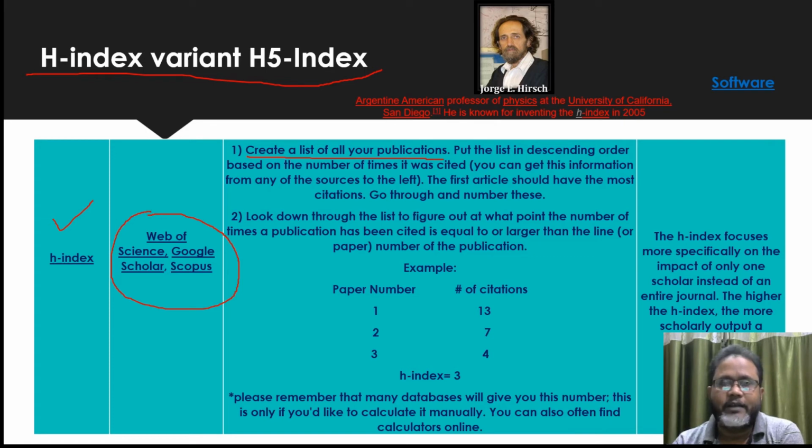How? That is based on the number of times it is cited. Just go for any source, and suppose you have one paper and it got 13 citations. You have a second paper, it got 7 citations. You have a third paper, it got 4 citations. Now you have to look down through the list to figure out at what point the number of times the publication is cited is equal to or larger than the line, the paper.